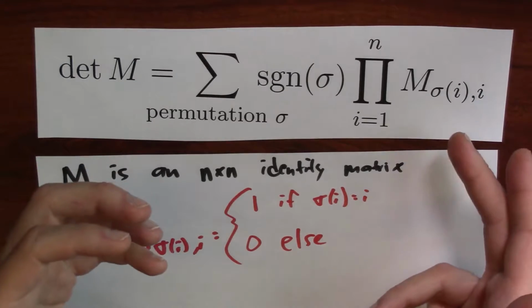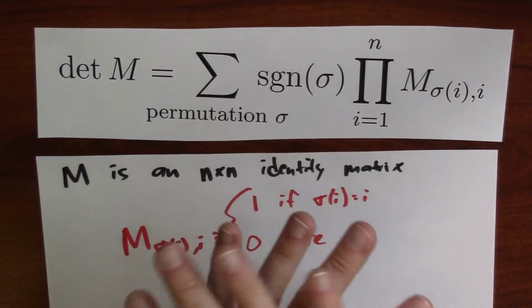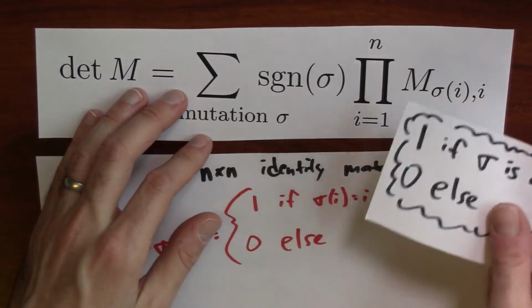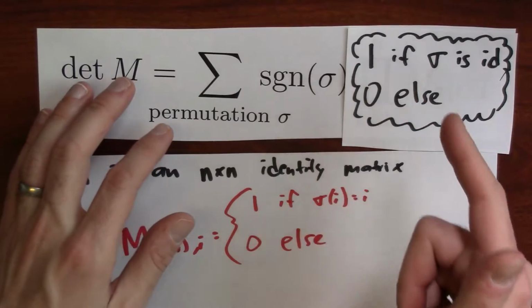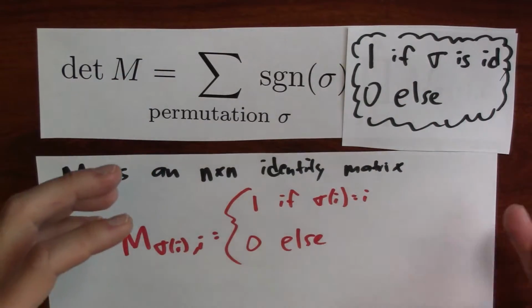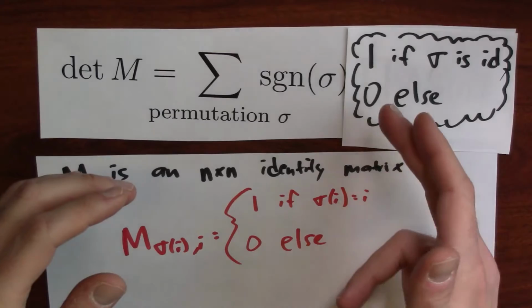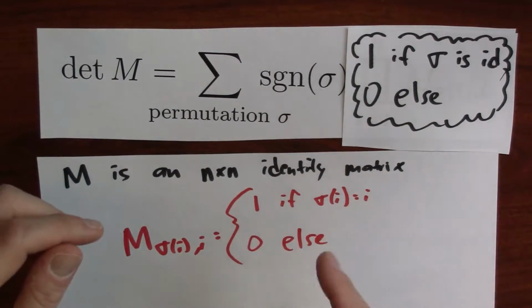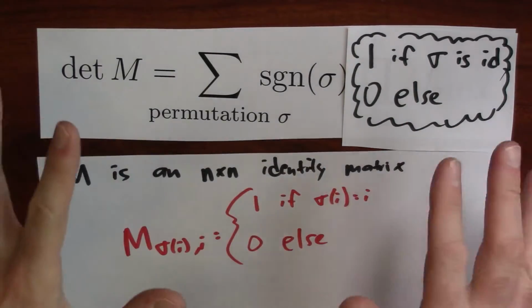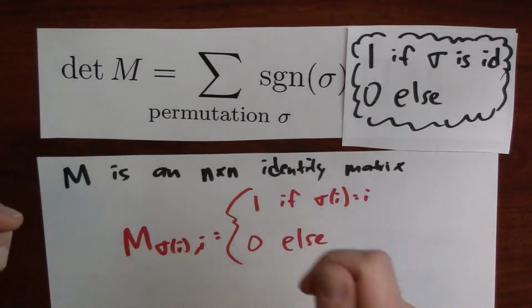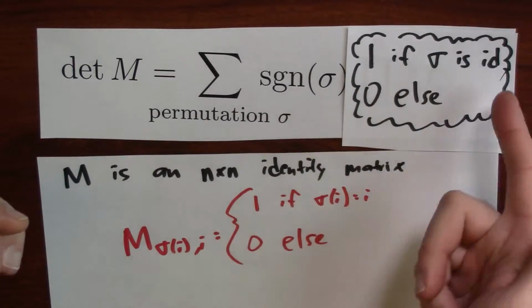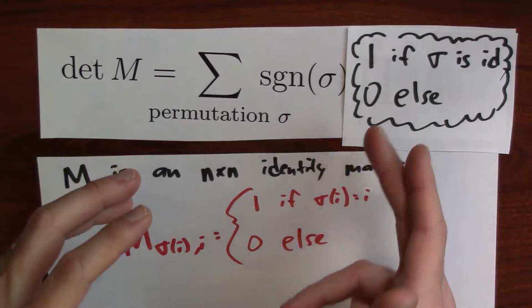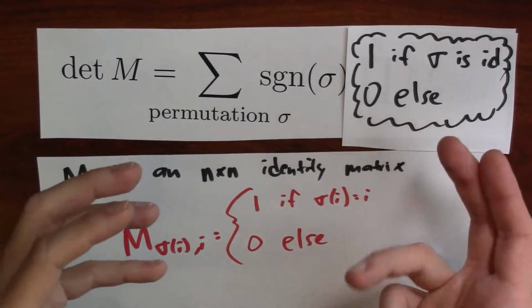And what does that mean about sigma? Well, that means sigma must be the identity permutation, right? So another way to say that is that this product of M sigma i's is equal to a 1 if sigma is the identity, if sigma I is equal to I for all I. And it's equal to a 0 if not, because in that case, some sigma I isn't I, and that means some term in that product is 0, which wipes out the entire product. So either every single term in that product is a 1, and that's when sigma is the identity permutation, or there's some term in that product which is a 0, in which case that whole product becomes 0.